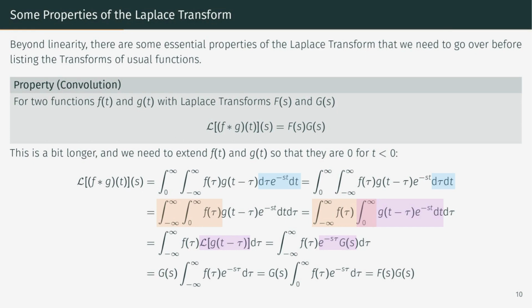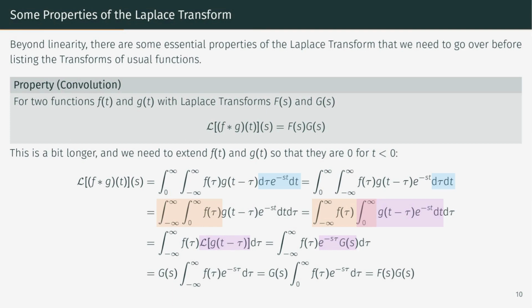This then leads us to the integral of f of tau times e to the negative s tau g of s d tau from negative infinity to infinity. On the fourth line, we remove the g of s from the integral as it's constant, such that we get g of s times the integral of f of tau times e to the negative s tau d tau from negative infinity to infinity.